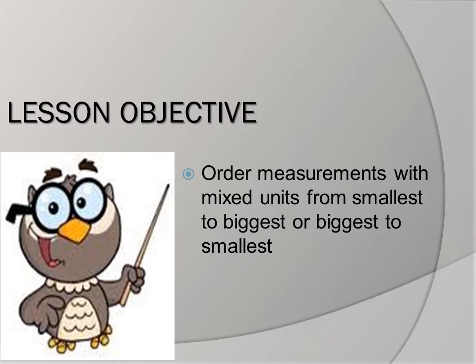That means it's not going to be in kilograms alone. It will be in kilograms and grams together. It's not going to be in liters alone. It's going to be in liters and milliliters together. And it's not going to be in centimeters alone. It will be in meters and centimeters. So those are mixed units. We'll order from biggest to smallest or smallest to biggest. So let's go ahead.